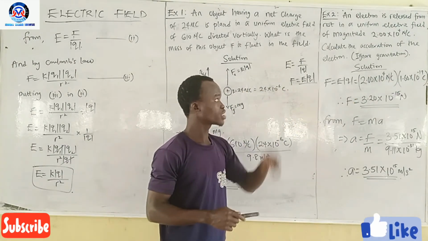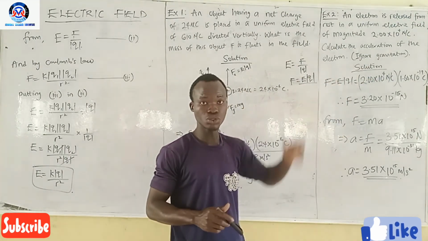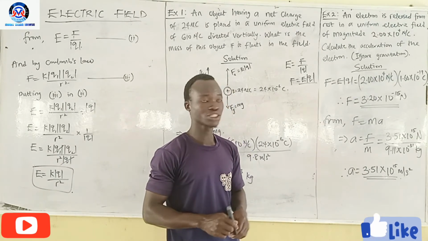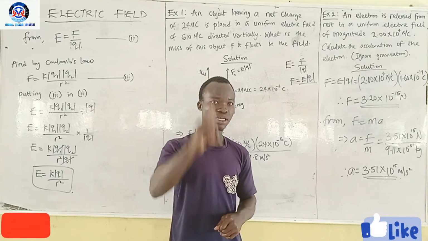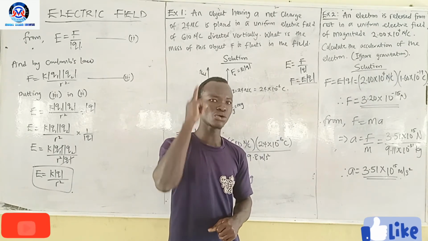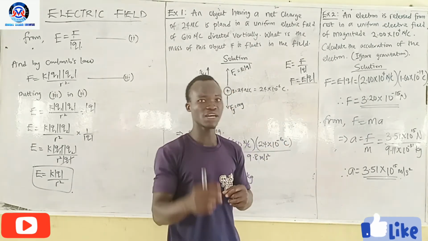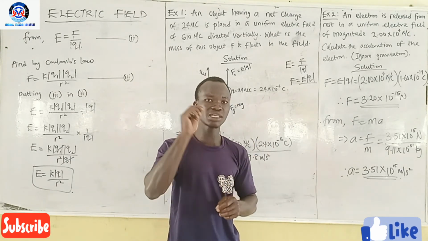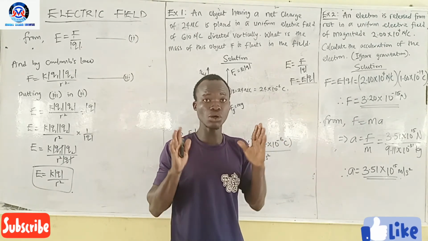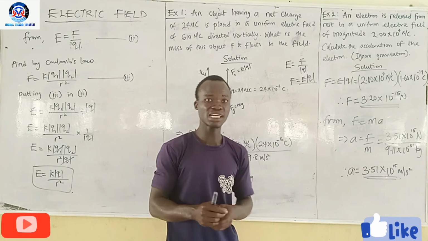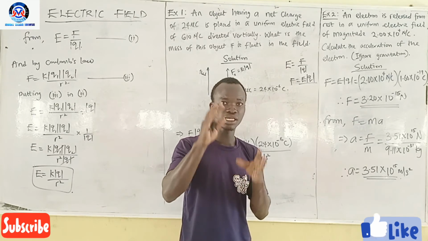And from the question, we are told to ignore the gravitation, because if we are not told to ignore the gravitation, we know that it is not only the electric force that is acting on the electron. There must be a gravitational force also acting on the electron. So we would have to find the gravitational force as well and combine it with the electric force to get the resultant force. But here we are told to ignore the gravitational force. That is, we have to concentrate only on the electric force. So it means that the force acting on the electron is only the electric force.